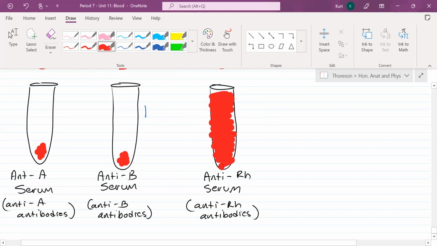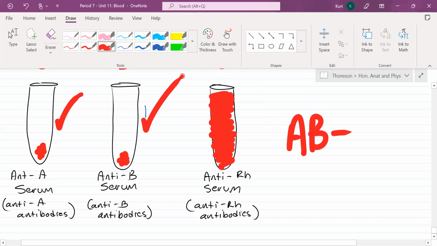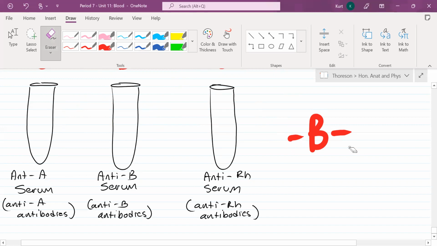What's that blood type? AB what? AB negative. You have a reaction, there's A. You have a reaction, there's B. There's no reaction there, you don't have RH. You're AB negative. This is how the nurses and the phlebotomists and the other techs that involve blood donations determine a patient's blood type.